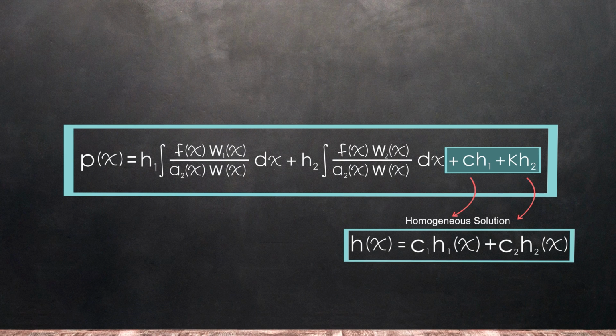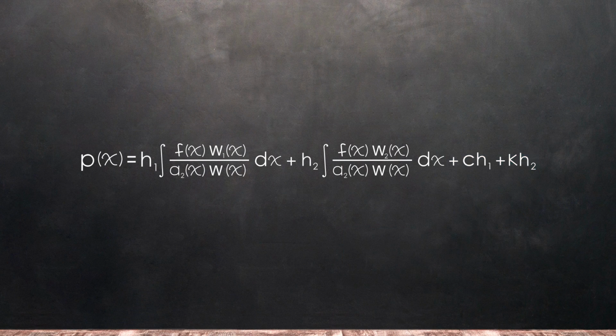If we were to plug p of x into the differential equation, c h1 plus k h2 would end up simplifying out to be 0, since it is the homogeneous solution. Therefore, c h1 plus k h2 doesn't add anything to the particular solution, so we can assume that the constants of integration c and k equal 0.